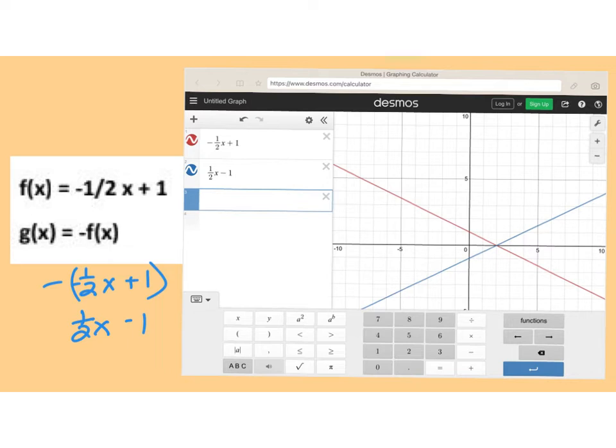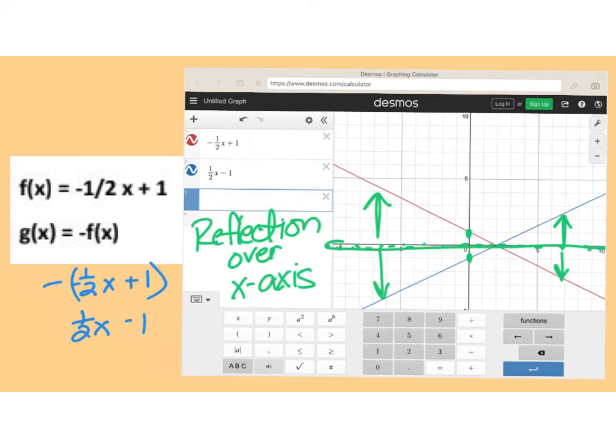We know it's over the x-axis because everything that's happening outside of the parentheses is a vertical transformation. Outside the parentheses is vertical, which means up and down. So it flips over that x-axis. It's like having a mirror right here. This is tricky, guys, I know.